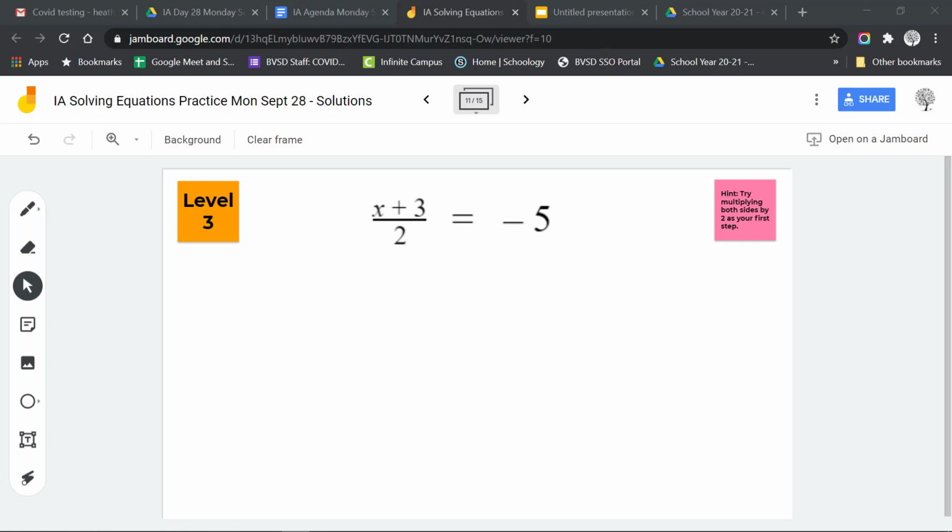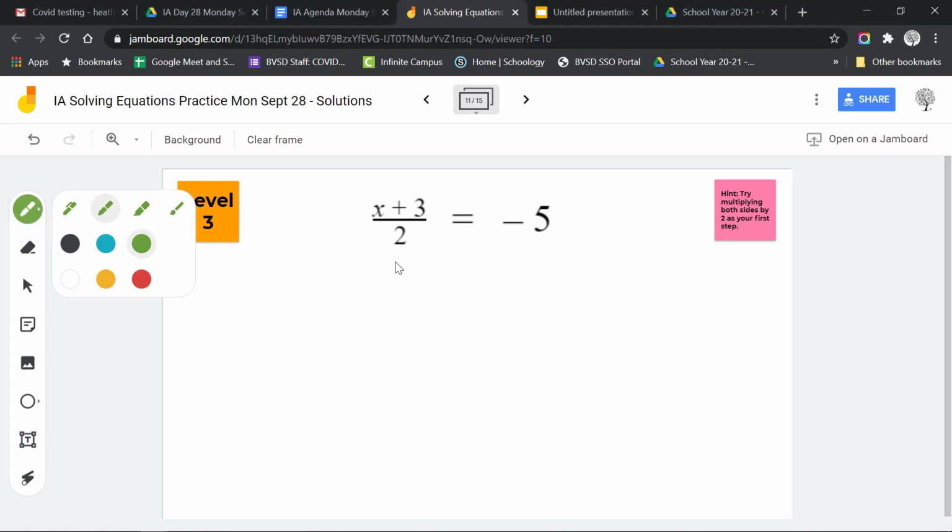Okay, intro to algebra. So notice you've got this hint here that says try multiplying both sides by 2 as your first step. You might think subtract 3, but the problem with subtract 3 is that you would really have to subtract 3 over 2 because this 3 is being divided by 2. So the easier thing to do is actually to just multiply by 2 over 1 first and deal with that dividing by 2. So that's what I'm going to do.